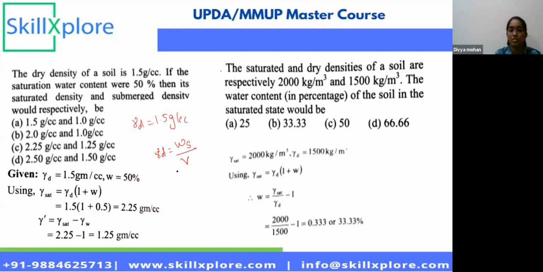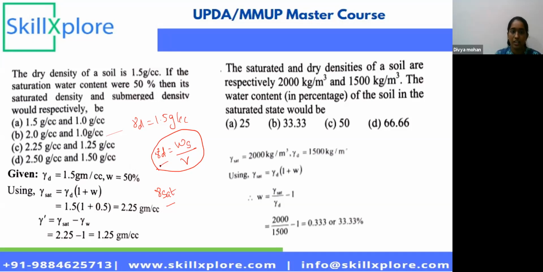Whenever you are solving a problem, just try to write what formulas you remember related to it, so that we will be able to get an idea of what parameters we need and what parameters they have given. By that only we can solve a problem in geotechnology. And they have asked for saturated density, gamma sat. So gamma d and gamma sat they need, and they also need submerged density.